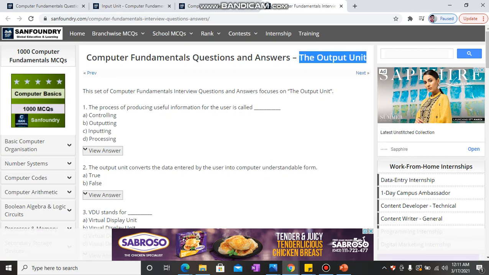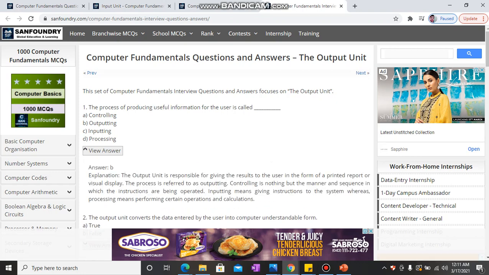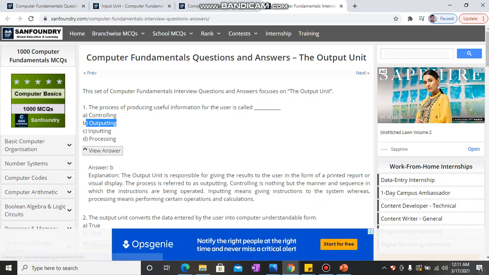The process of producing useful information for the user is called outputting. Very simple. Output is always responsible for giving the results in the form of a printed report or visual display. The process is referred to as outputting.